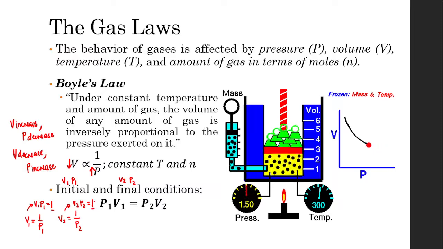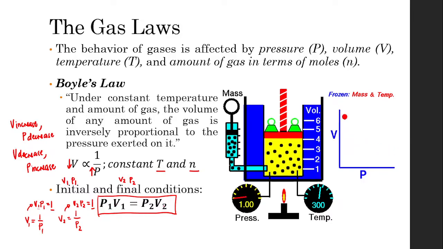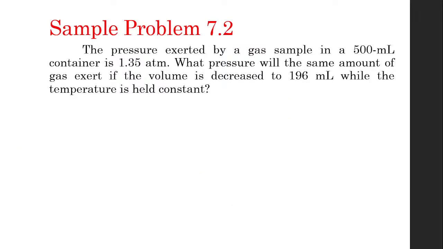And since this is some type of constant, we just write 1. Since we have constant temperature and constant n, meaning these values do not change, they're constant, hence we can equate these two, and that's how we get P1 V1 is equal to P2 V2. So this is Boyle's law. This is something that I want you guys to remember. The product of the initial values of pressure and volume will always be equal to the product of the final pressure and final volume. So let's take this as an example.